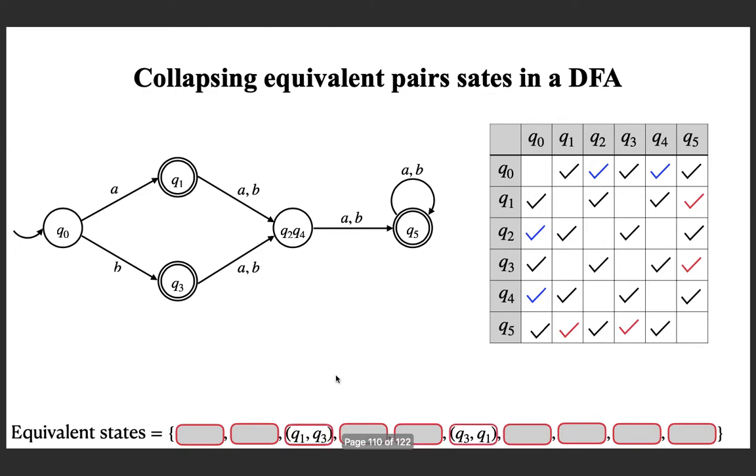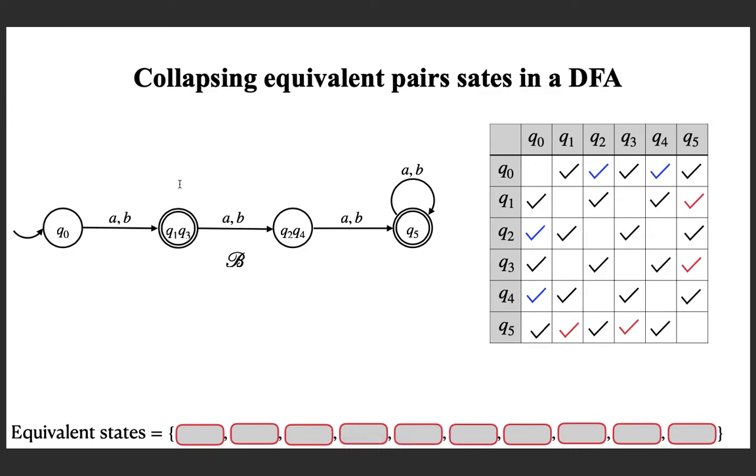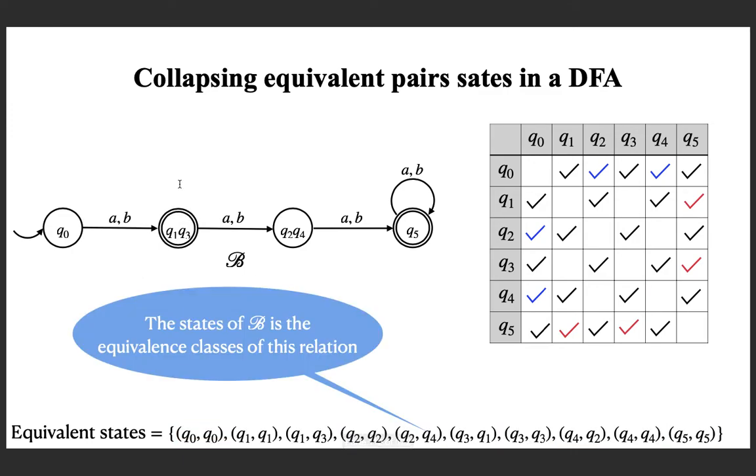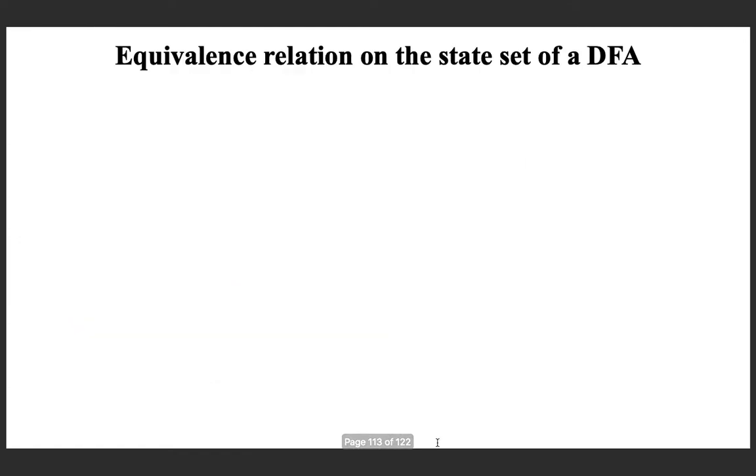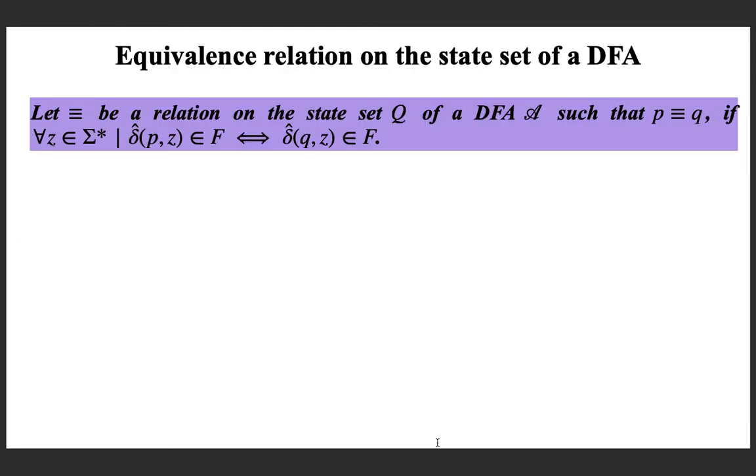Now, the remaining pair is these two pairs, Q1 Q3 and Q3 Q1. So, they are the same set of pairs, you merge them together. So, we are done. The states of the resulting machine B are actually the equivalence classes of this equivalence relation. That is what we are observing from this example, which we can formalize now.